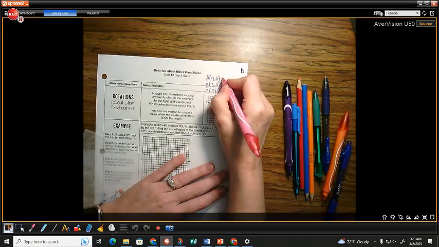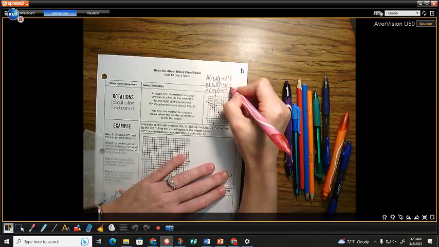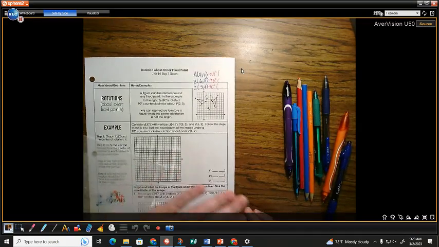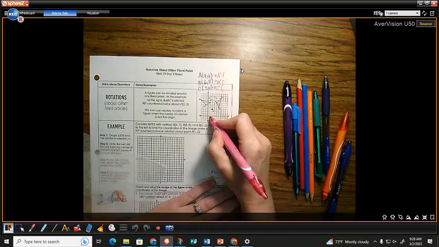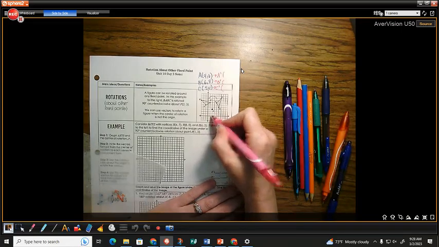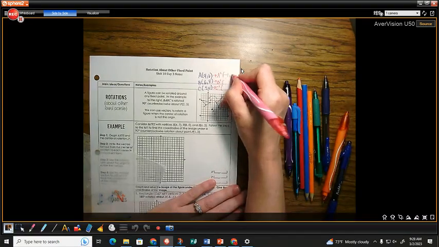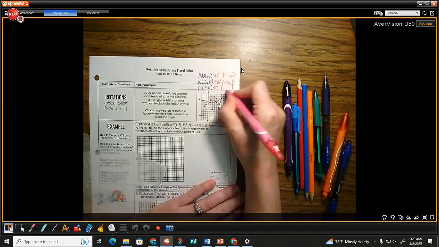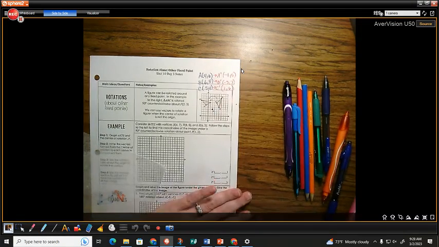Now, I want you to find their images. So I want you to find A prime, B prime, and C prime. Just find their ordered pairs. Start counting. And remember, P is not the origin. Okay, where is A prime? Has somebody found that one? -1, 5. And the next one, B prime? -3, 7. And C prime? 1, 6. Perfect.